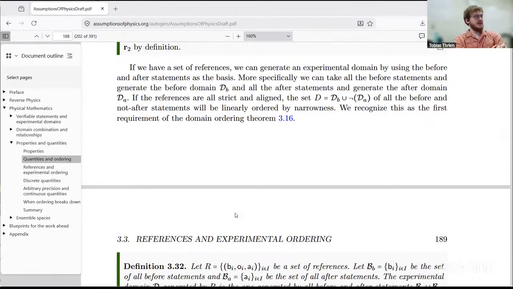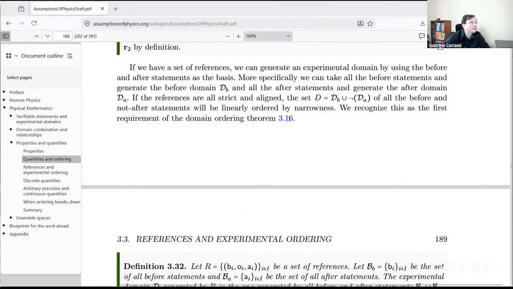If we have a set of references, we can generate an experimental domain by using the before and after statements as the basis. More specifically, we can take all the before statements and generate the before domain D_B, and all the after statements and generate the after domain D_A. If the references are all strict and aligned, the set D, the union of D_B and the negation of D_A, of all the before and not after statements, will be linearly ordered by narrowness. We recognize this as the first requirement of the domain ordering Theorem 3.16.